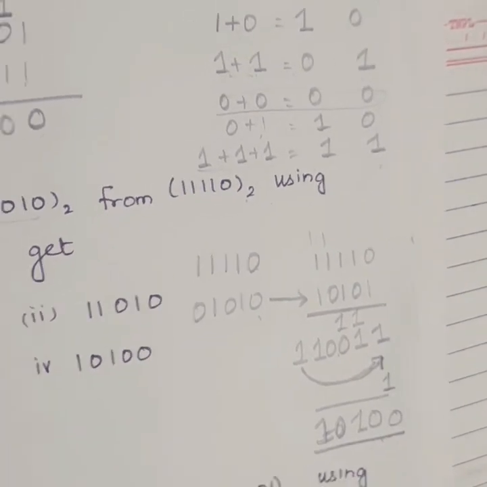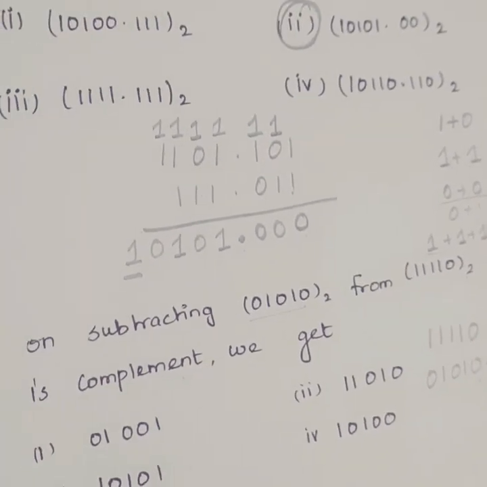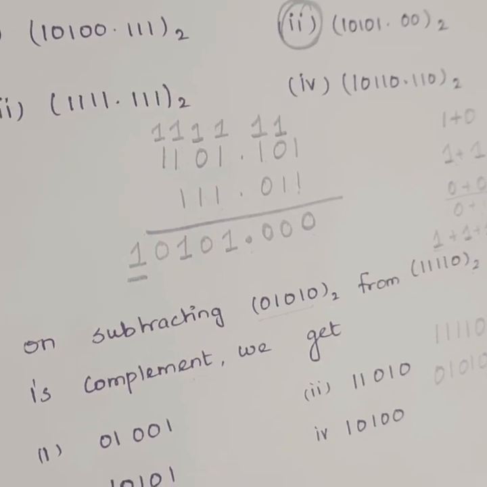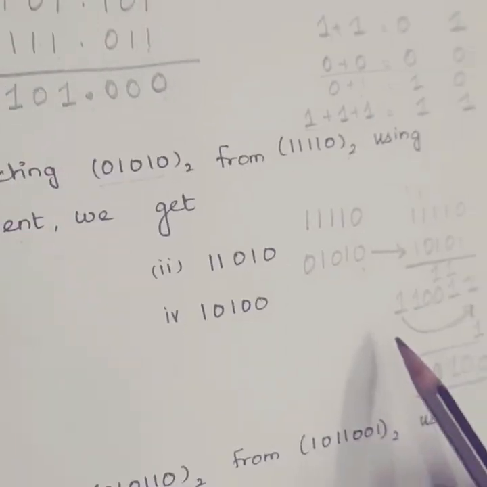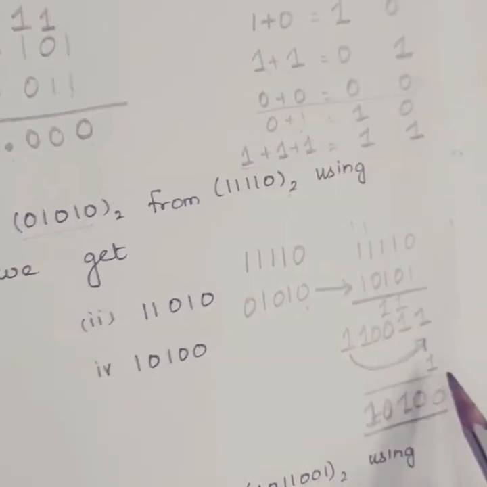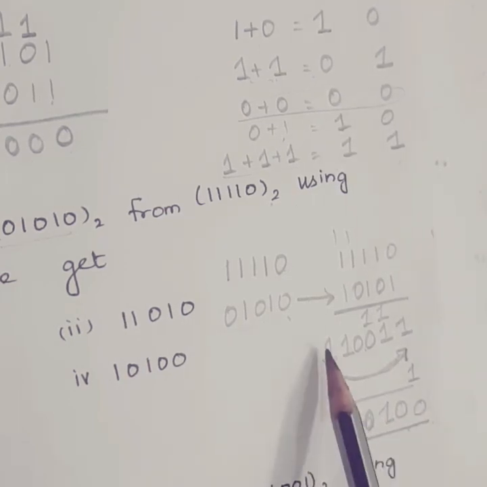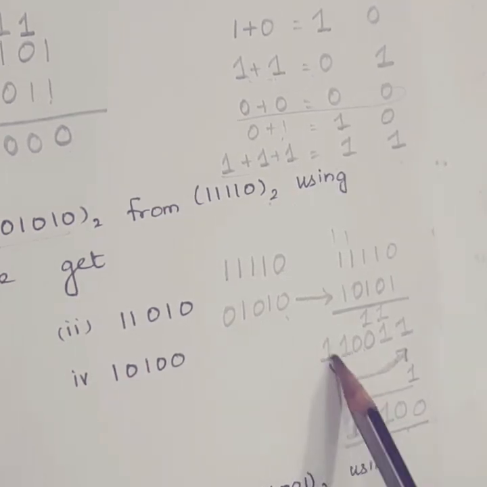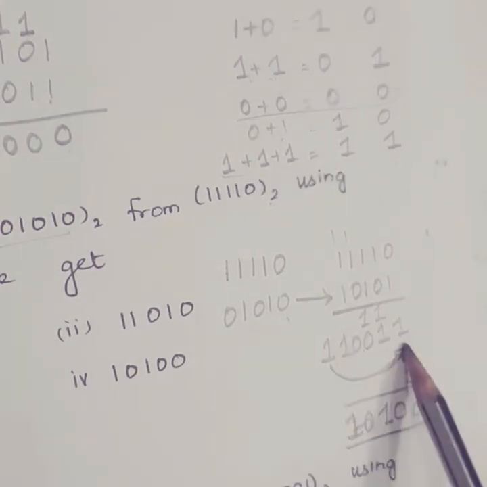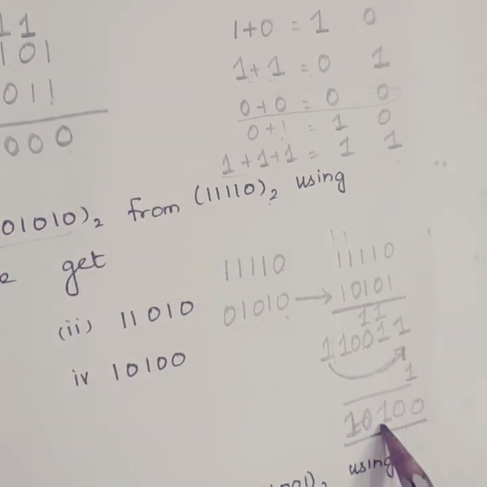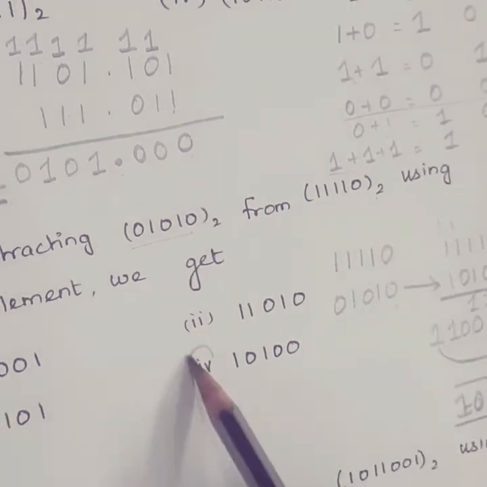So if you are using 1's complement for subtraction, you have to take the 1's complement of the second number and add it with the first number. If there is any carry in this result, you have to add the carry to the least significant bit, and the final answer is this one. If there is no carry, this is not the solution; you have to take the 1's complement of the answer and the answer is a negative one. Here it is a positive value, so the answer is 10100. So that is option 4.